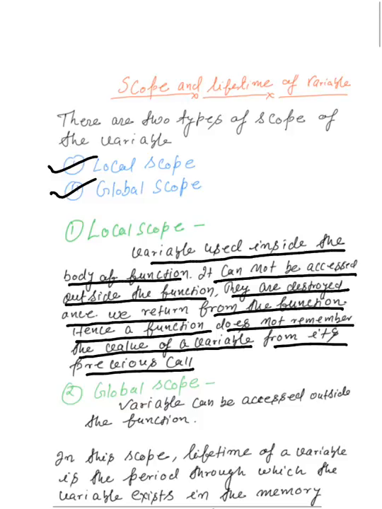On the other side, we have the global scope. Global scope means once you have declared the variable outside the function, that variable can be accessed throughout the program, inside any function or outside any function. Whether one function, two functions, or any number of functions are there, you can access that variable. Now through the example, I'll explain to you.